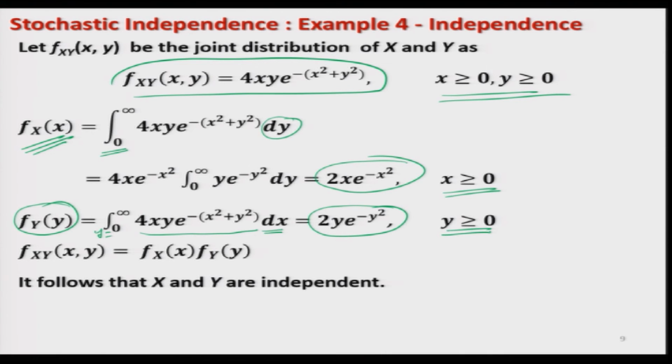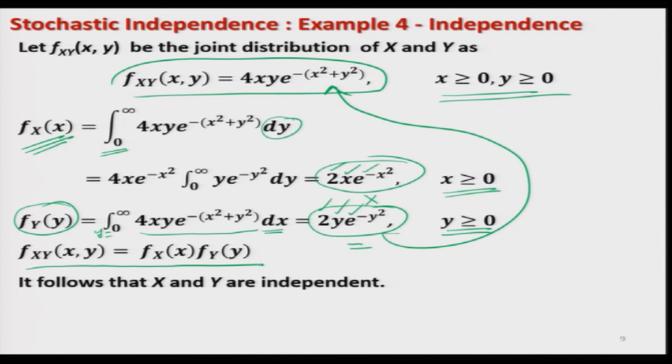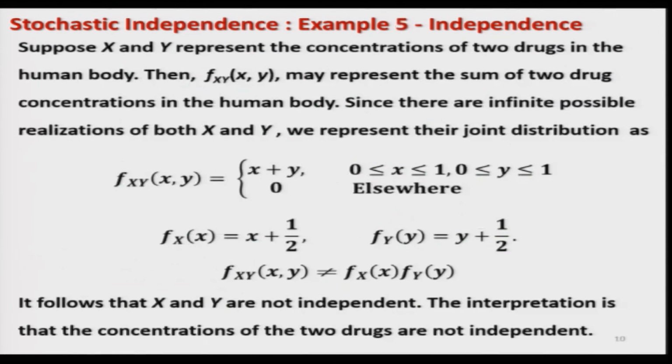Now, if you multiply these two together, what do you get? You get the same thing that we had as the joint PDF: 2 into 2 is 4, x into y is xy, and the exponential part becomes exponential of minus (x square plus y square). So, in this case, f(x,y) can be expressed as the product of the marginal distributions of x and y. So, it follows that x and y are independent.